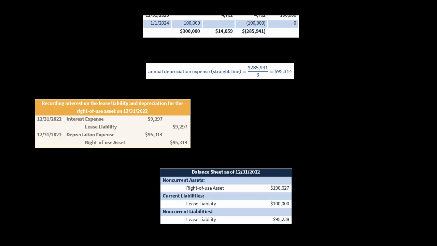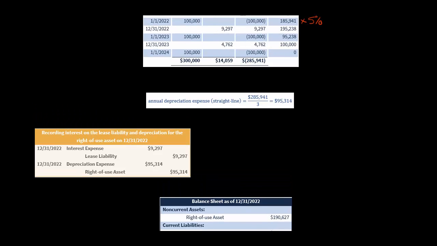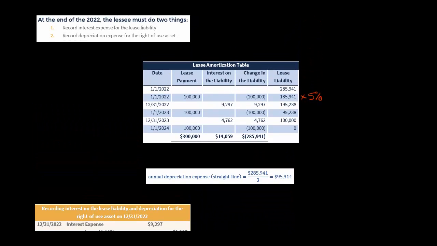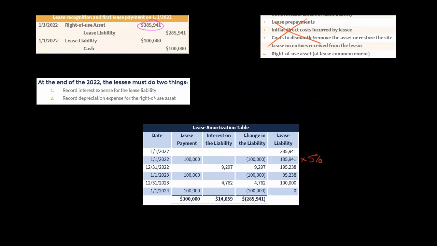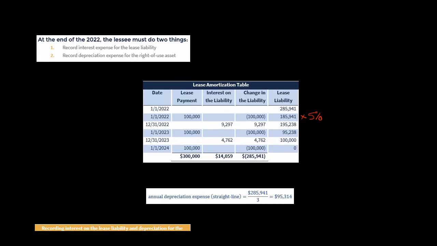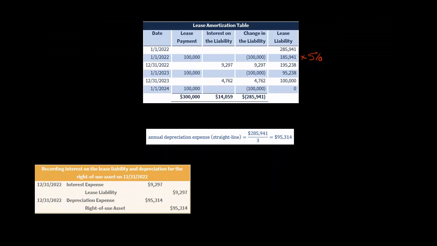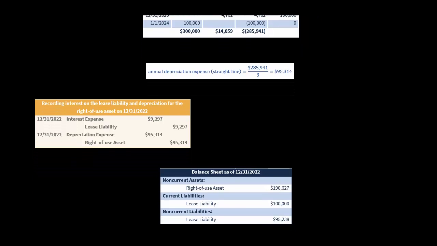Okay, we'd see that there's a non-current asset, right of use asset, $190,627. Where did I get that number? Well, our initial right of use asset, let's go back where we had $285,941, same as the lease liability, but we reduce it when we record that depreciation expense. So it's the difference of those two things: our initial right of use asset minus this. At the end of the first year, we've got a non-current asset of $190,627.